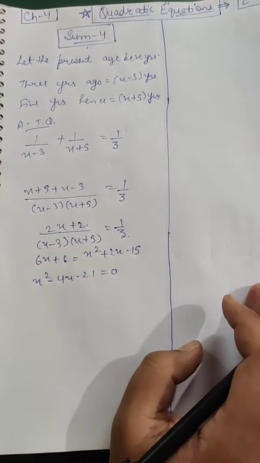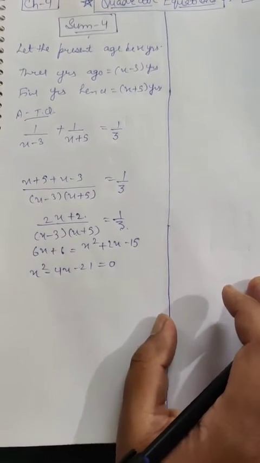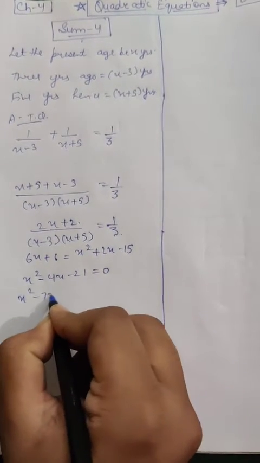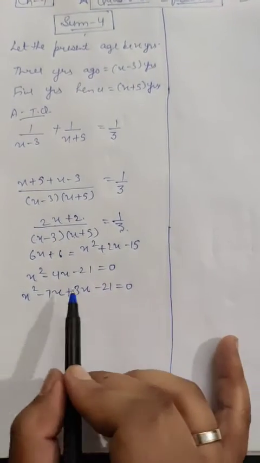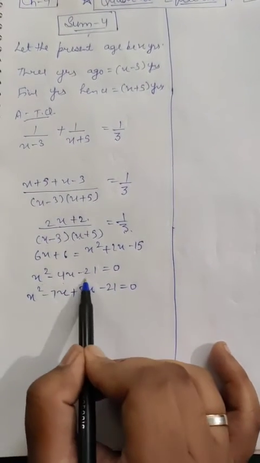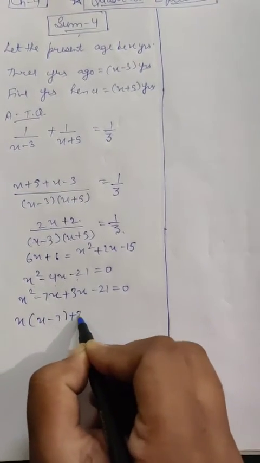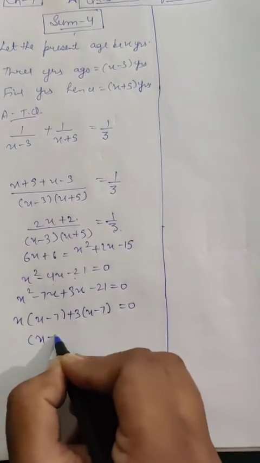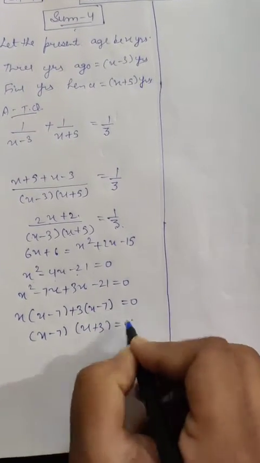This is the quadratic equation, and now we have to solve it, and the easiest method I have told you is by splitting the middle term. So x square minus 7x plus 3x minus 21 is equal to 0. Again, how do we split the middle term? We split it in such a way that we get the product of the first term and the last term. Now what is common? x is common: x minus 7, plus 3 is common: x minus 7, equal to 0. So x minus 7 and x plus 3 is equal to 0.